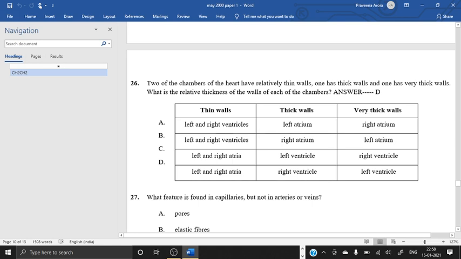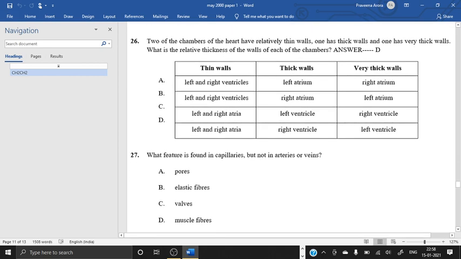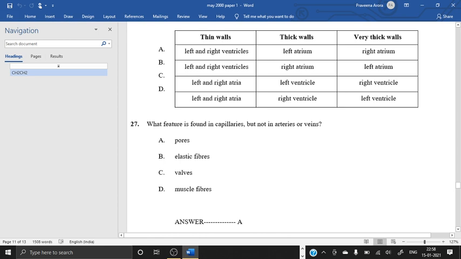Two of the chambers of the heart have relatively thin walls. One has a thick wall and one has very thick walls. What is the relative thickness of the walls of each of the chambers? Answer is D. Left and right atria have the thin walls. Right ventricle has thick walls. Left ventricle has very thick walls.